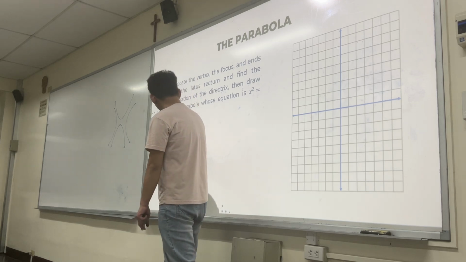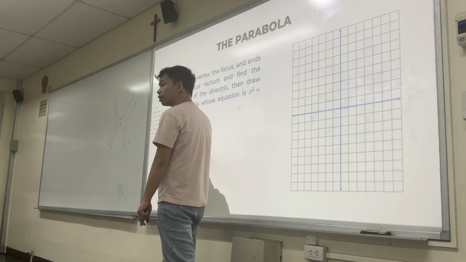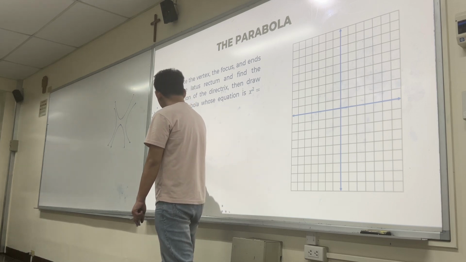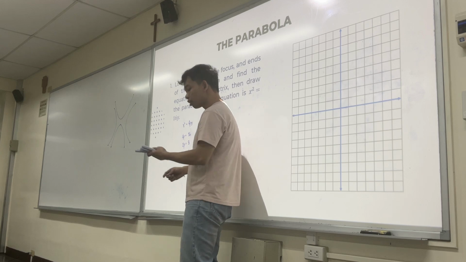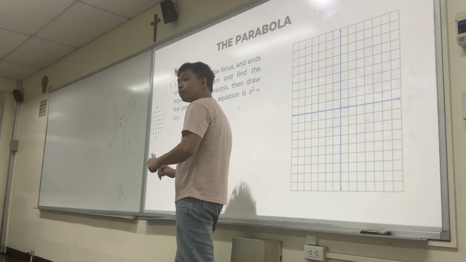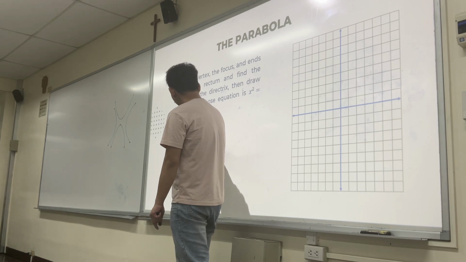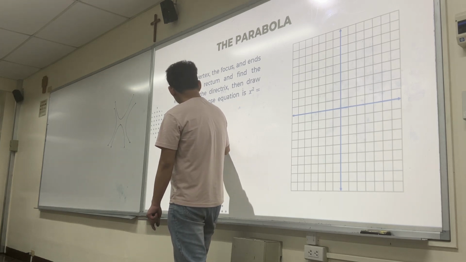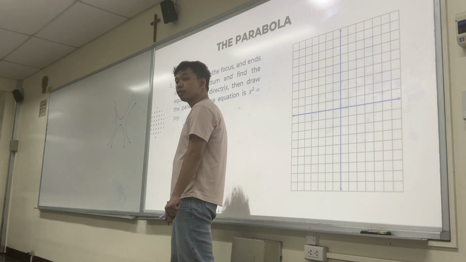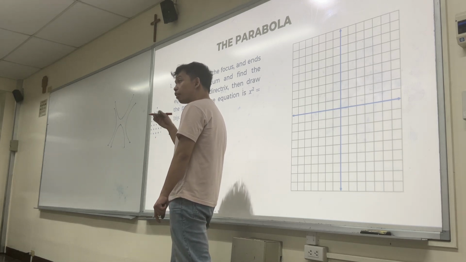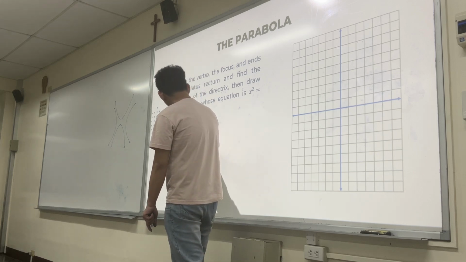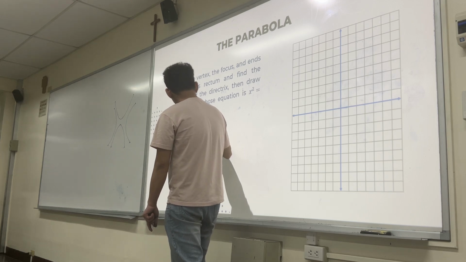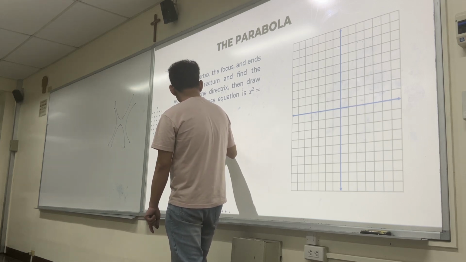So for that case, we know now that 4p is just equal to 16. If I get 2p, this is equal to 8. If I get p, this is just equal to 4. Now let's generalize. Your 4p is the length of your latus rectum. What is 2p? 2p is the distance from your focus to one end of your latus rectum.